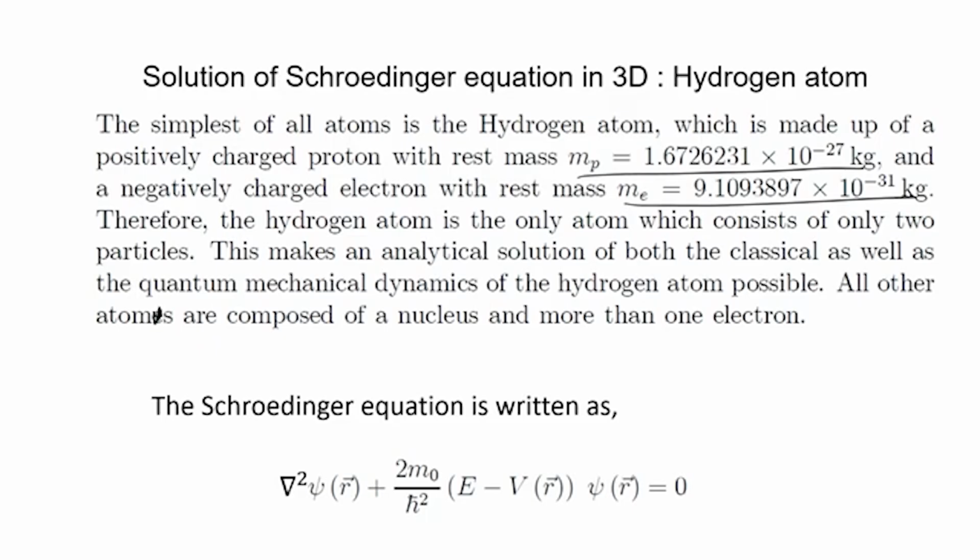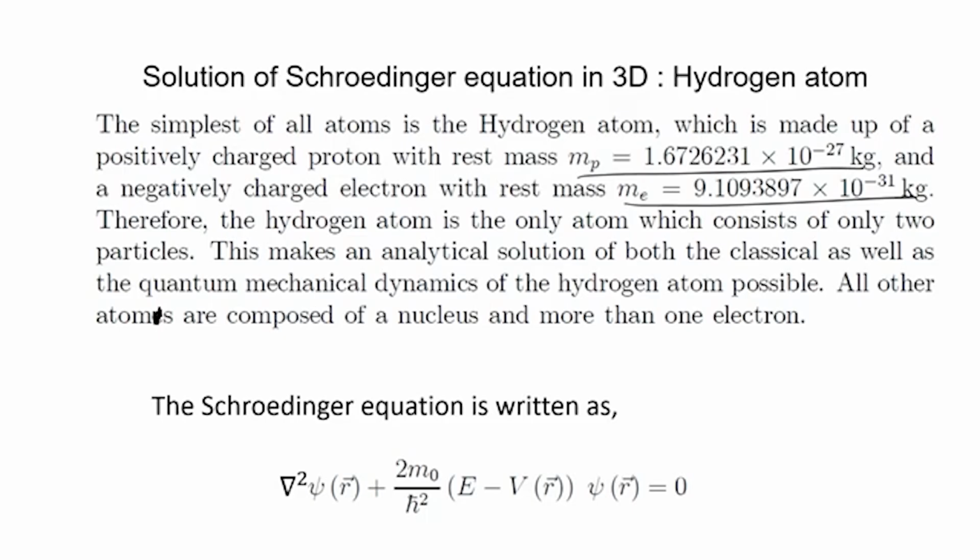So all other atoms are composed of the nucleus and more than one electron, and we still can handle, for example, the helium atom either exactly or by doing some variational calculations, which is what we will see later.